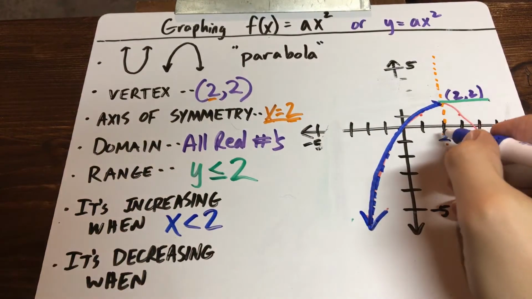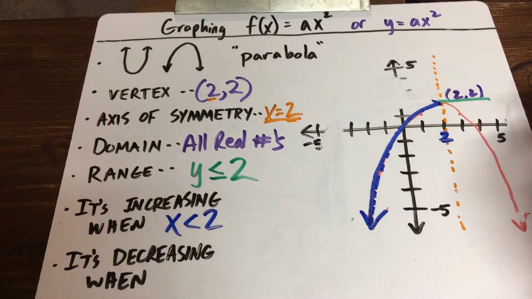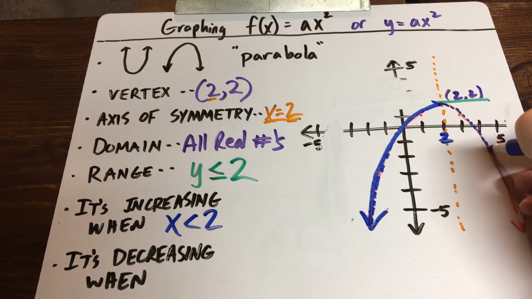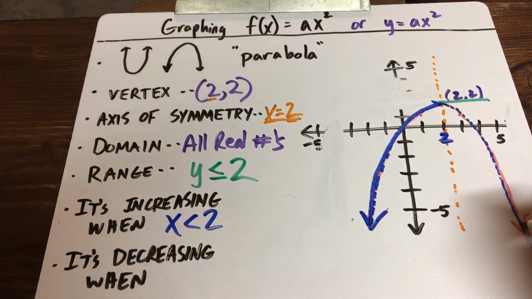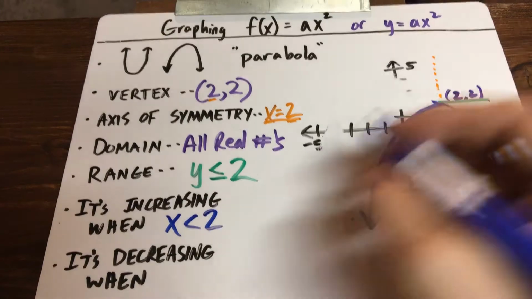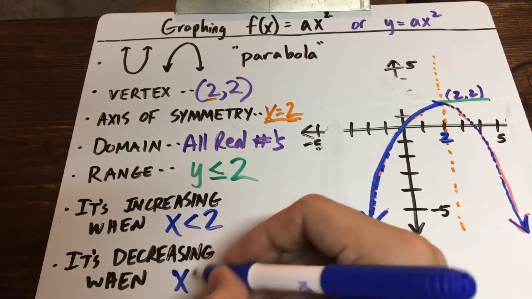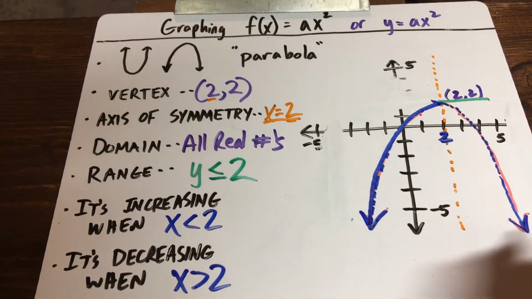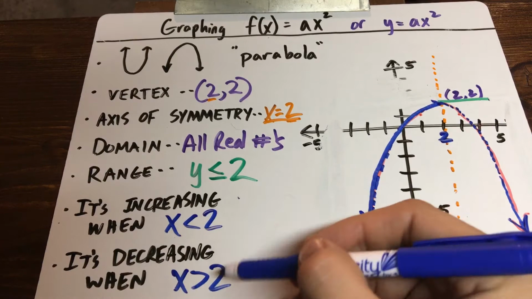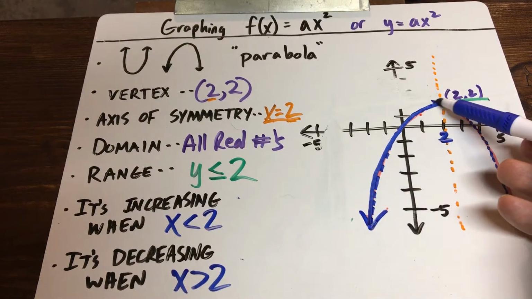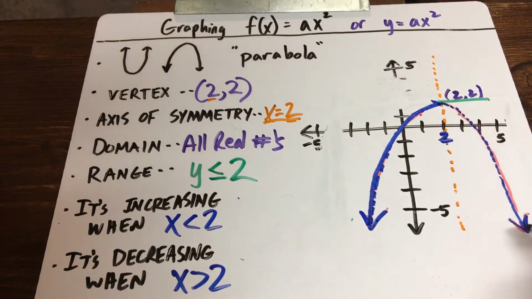But then once we hit 2 on the x-axis, from here to the end of it, it's getting smaller and smaller. We're going down, down, down. We keep going down to infinity and beyond. So whenever x is greater than 2, this graph is decreasing. It's going downhill. So whenever it asks when it's increasing or decreasing, it's basically asking which half of the graph is going up and which half is going down.